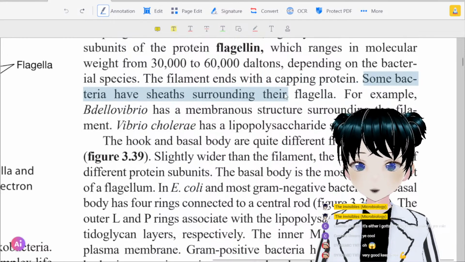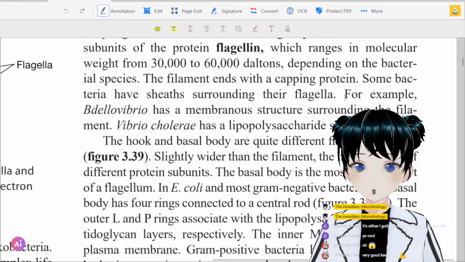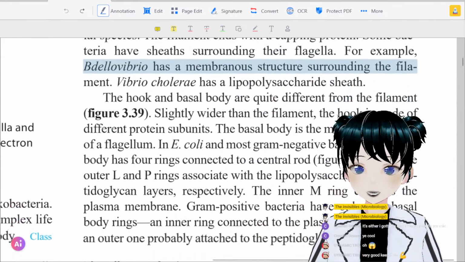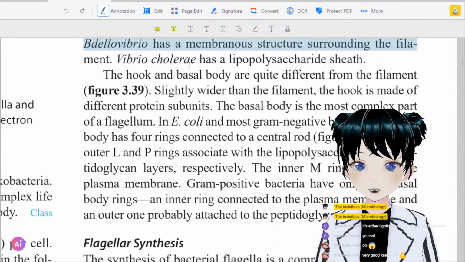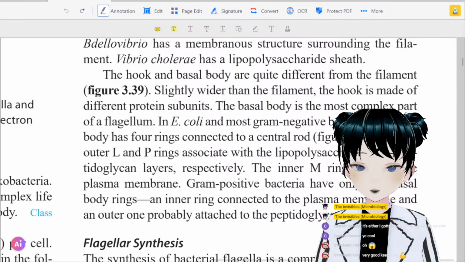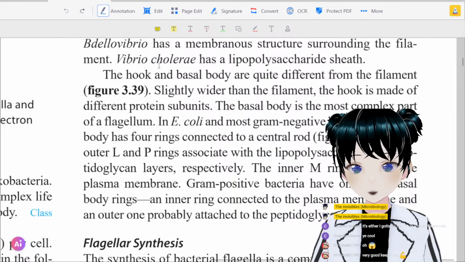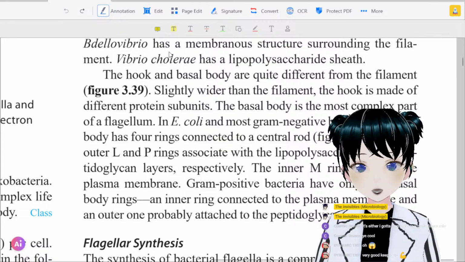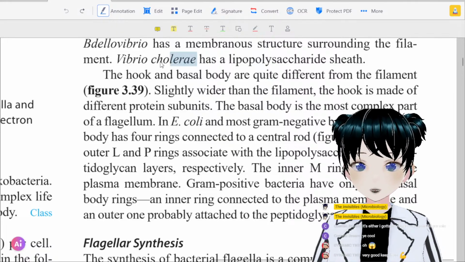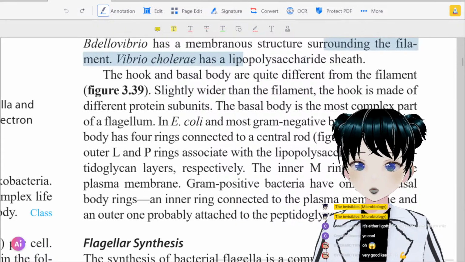Some bacteria have sheaths surrounding their flagella, okay, not all of them. For example, Vibrio has a membranous structure surrounding the filament. Vibrio cholerae has a lipopolysaccharide sheath. So Vibrio has a membranous structure, while the other structure's composition we know is lipopolysaccharide.